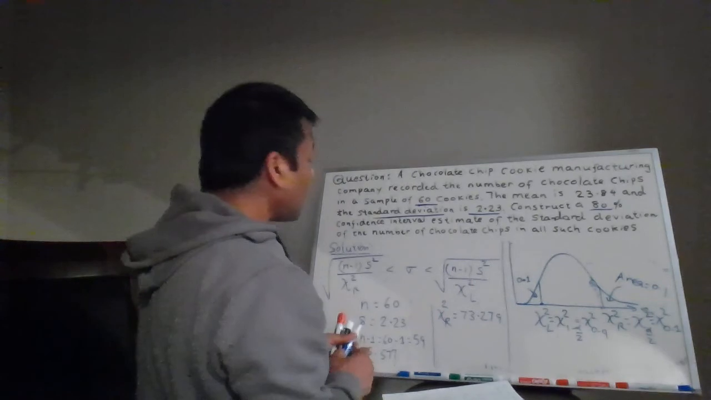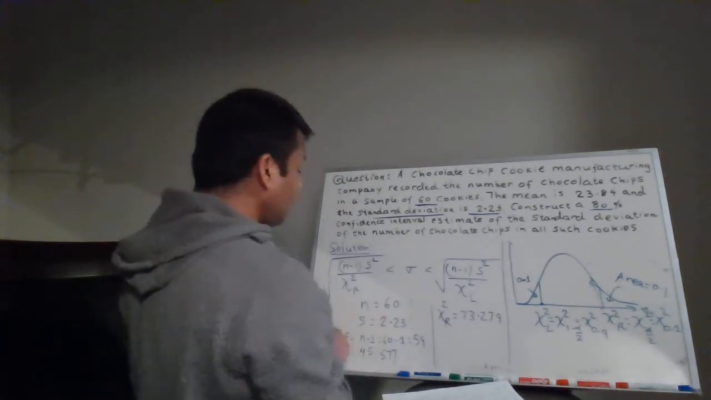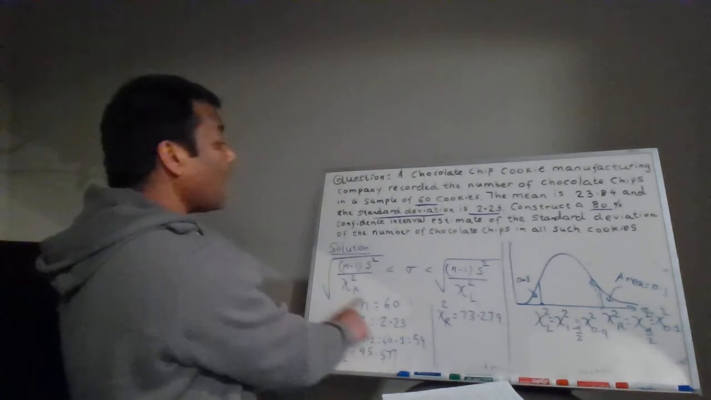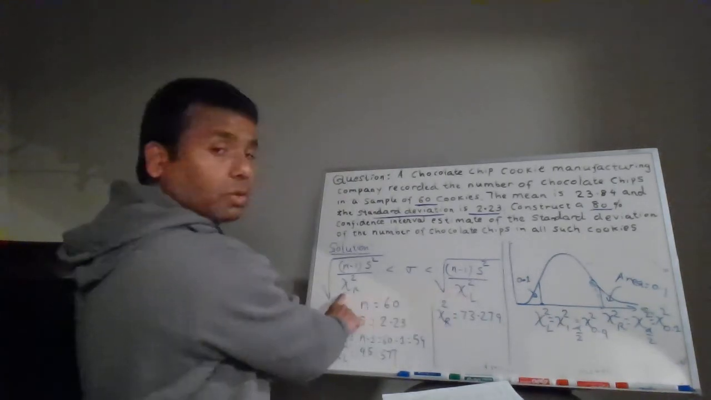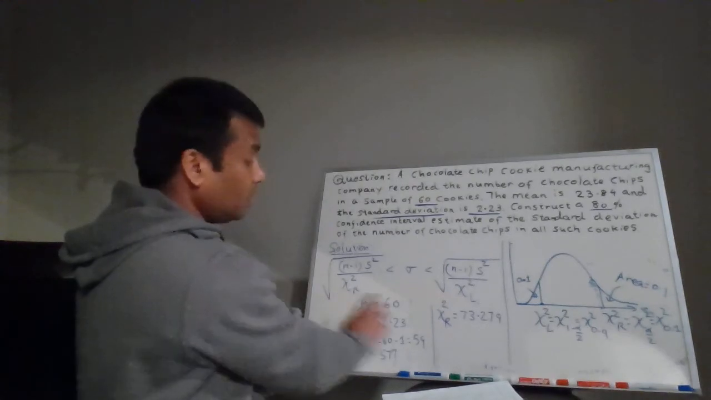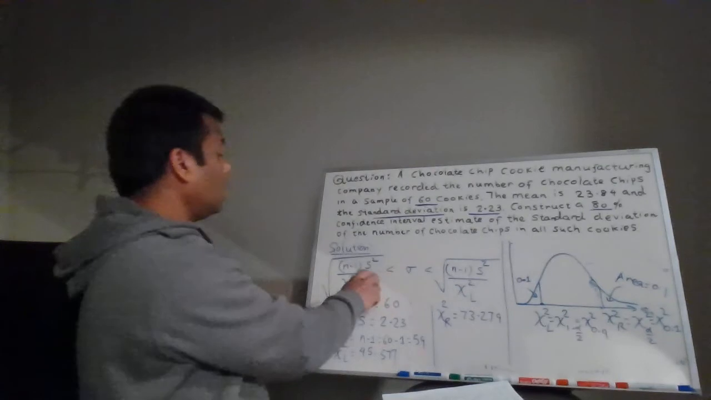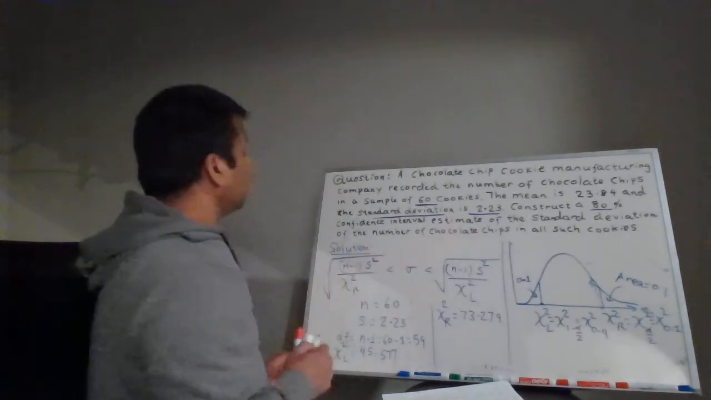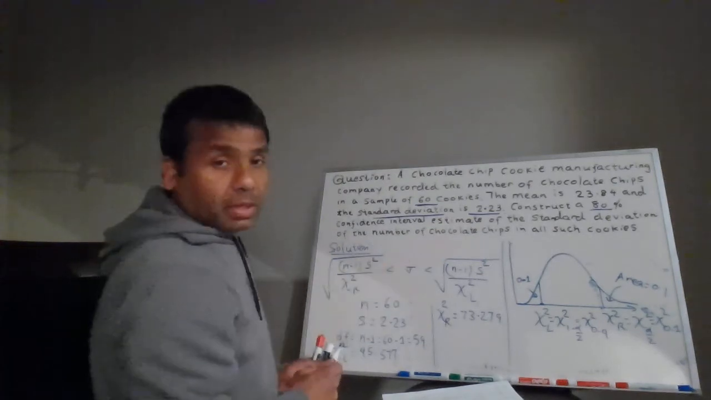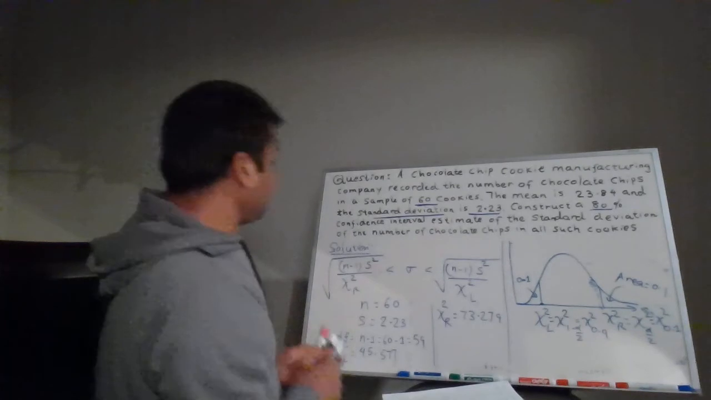Okay, so now we have the value of n, the value of s, the left critical value, and the right critical value. You plug in here and do some computation, and then you will find the confidence interval estimate of the population standard deviation.